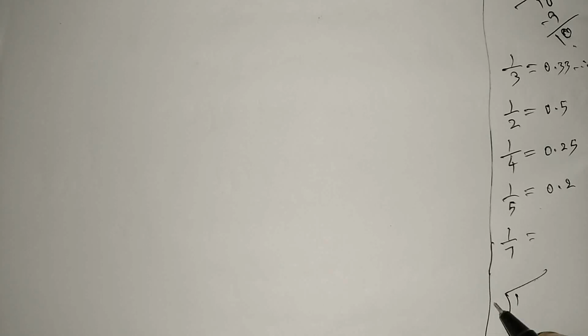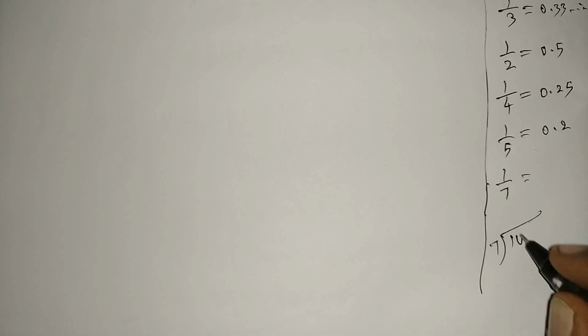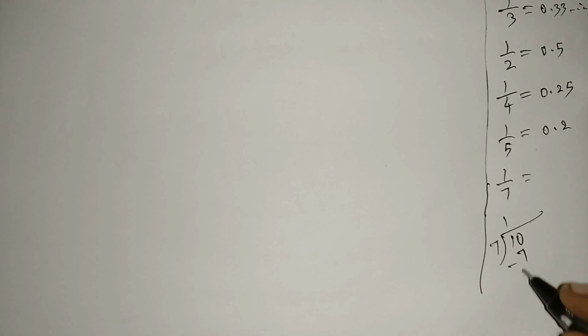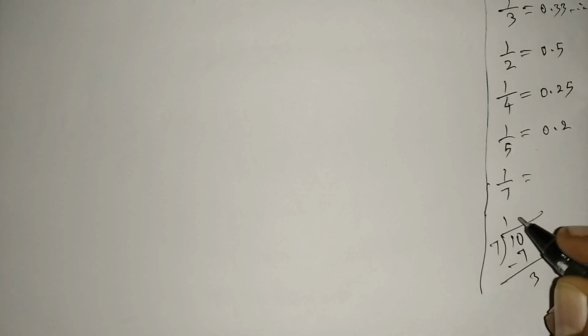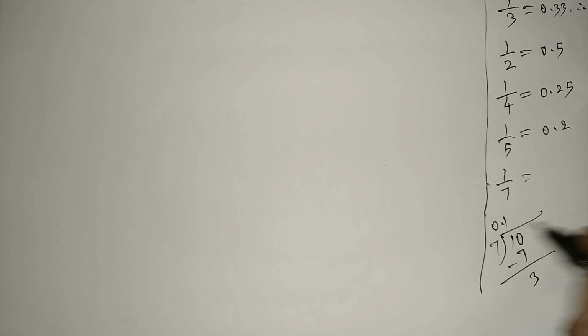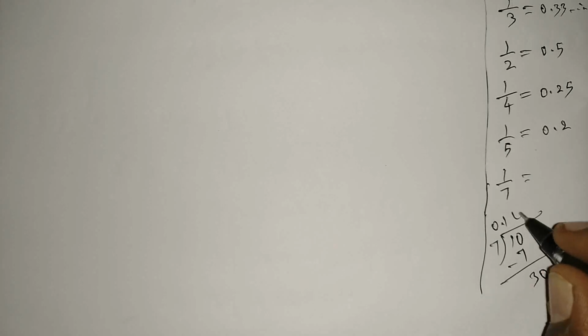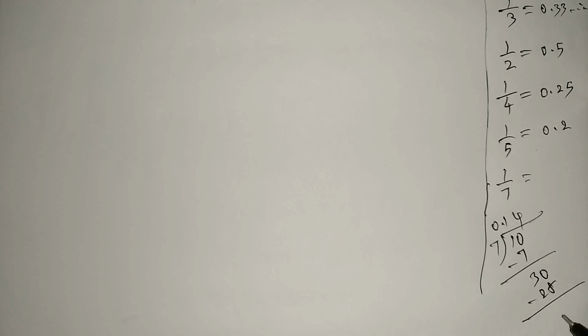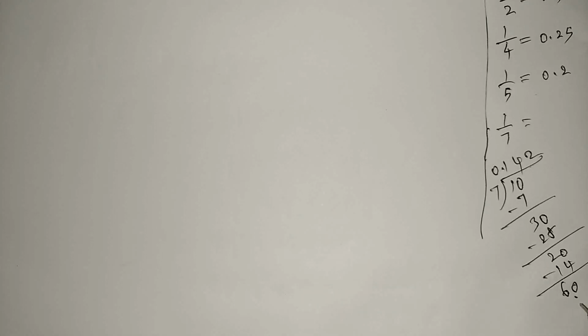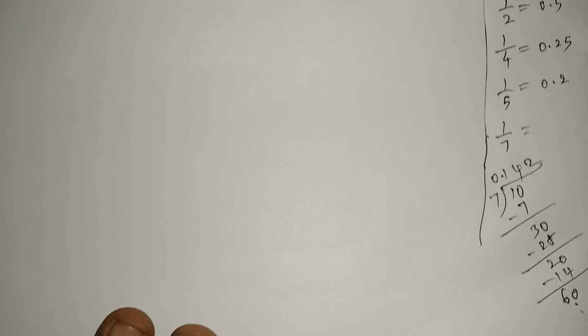So 1 by 7: this is 10, 1 time 7, and I'm getting remainder 3, so 0.1. Now I have given the point, so this is 30. 4 sevens are 28, and I'm getting 2, so 20. 2 sevens are 14, then 6, I have 60. Like that it will continue. You will never get 0, so it will go on.